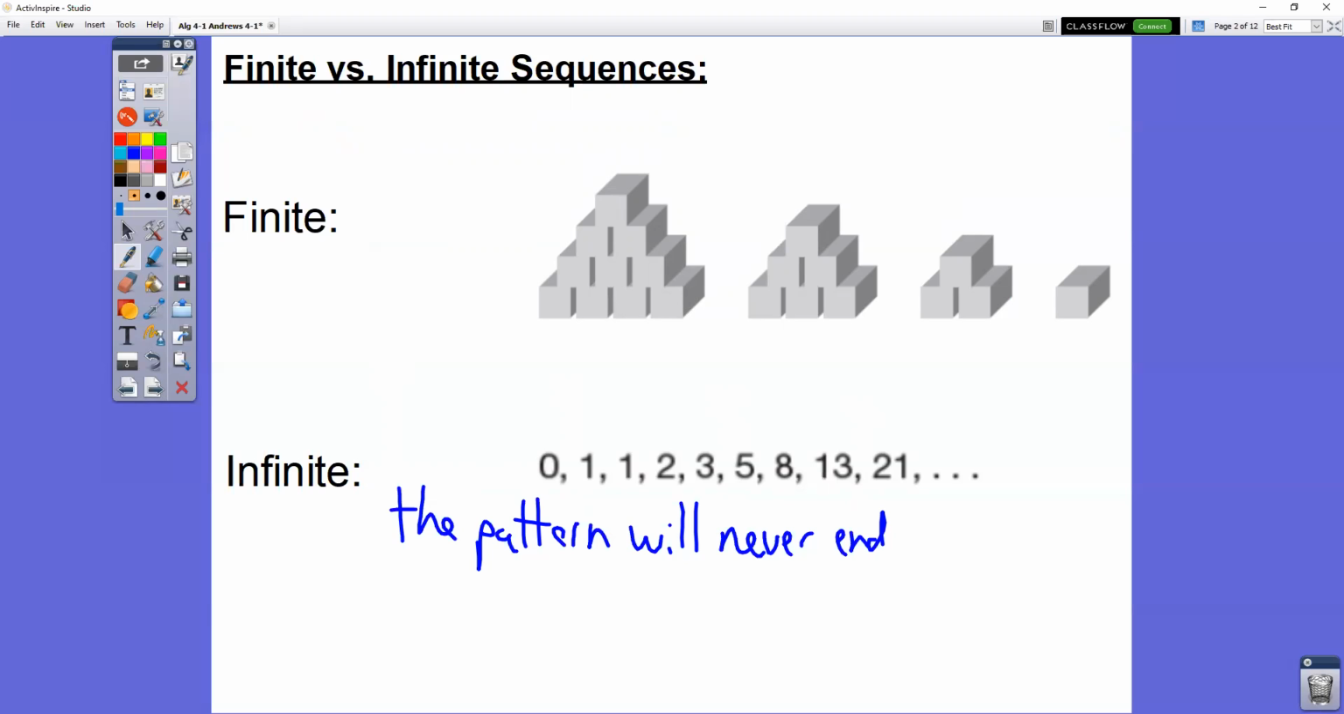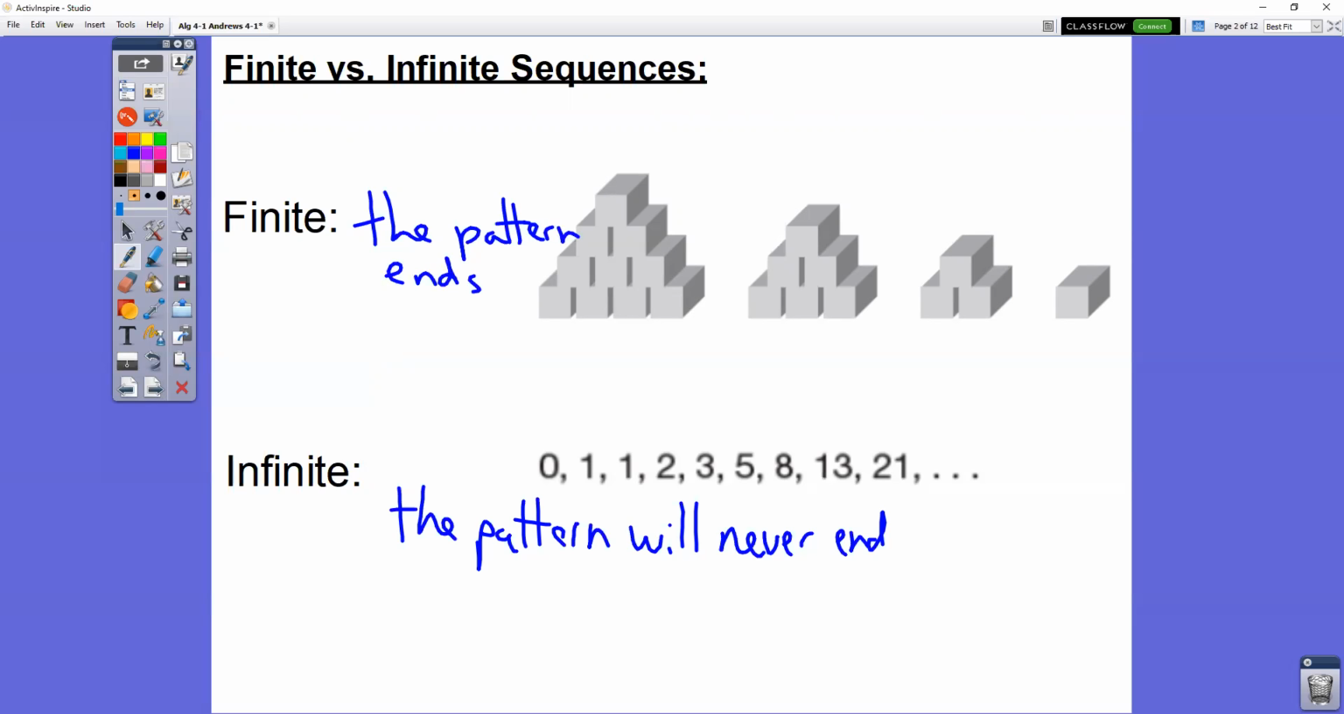But a finite pattern, notice that we're getting rid of the bottom row of blocks each time. So we're getting rid of 4 blocks here. We're getting rid of the 3, the 2, 1. Eventually, we ran out of blocks. So the pattern ends.